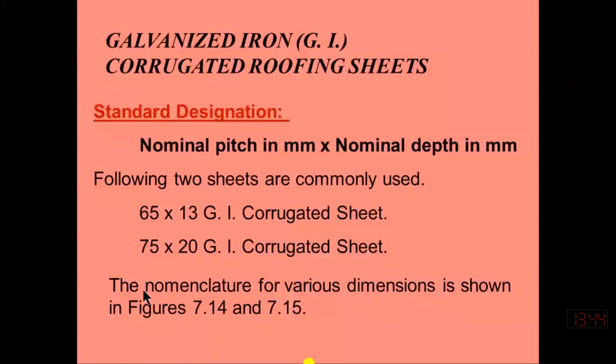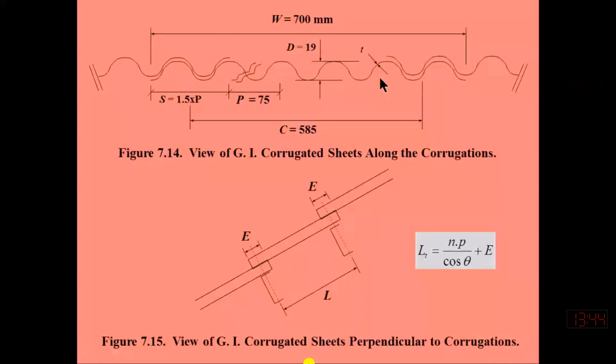Okay, in this slide you will see what the pitch is. From this edge to this edge we may have one corrugated sheet, and here we have to show some discontinuity. It means that the total width of the sheet may have a larger number of corrugations. I have written the dimensions 19, 585, 75, and 1.5 with reference to the 75 into 20 corrugated sheet.